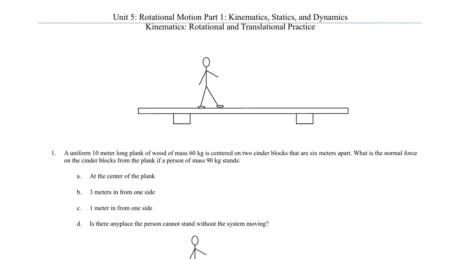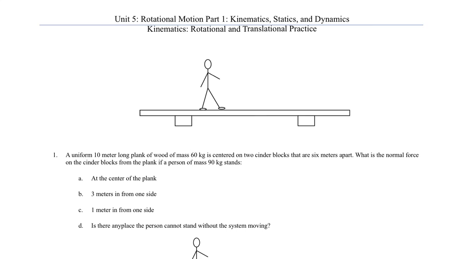Trying to figure out where he can stand, you know, the limits of where he can be on the system. He can either be here or he can be here, right? That's the limits of how far he can go. If you go there and there's still normal forces here and here, you're fine. The other way to do it is to go the other direction with it, and that is not know where he stands, but set the normal force on the opposite side to 0 and see what distance that gives you.